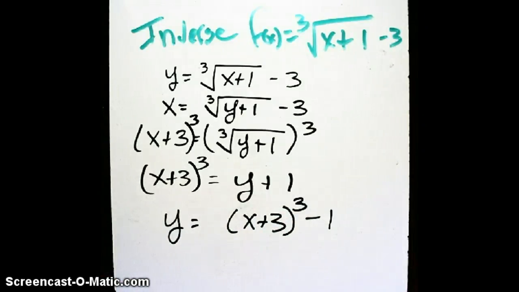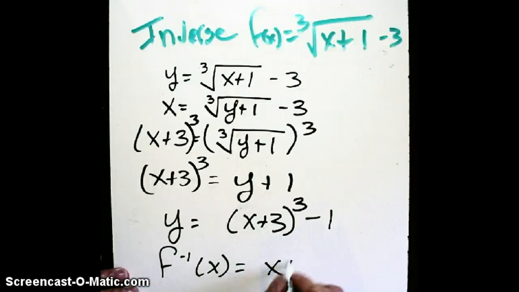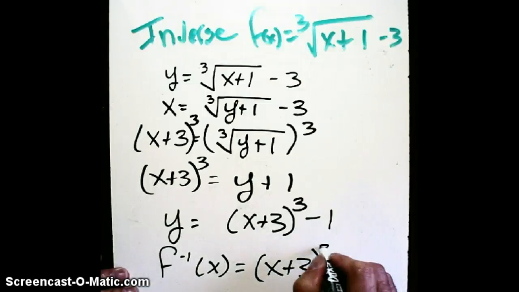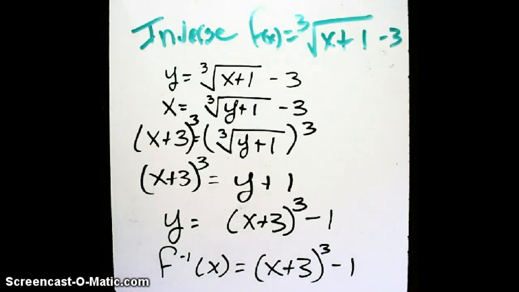And of course, the last step was, now that we solved it for y, rewrite it as inverse f. Inverse f is equal to x plus 3 cubed minus 1. And that's the inverse function.